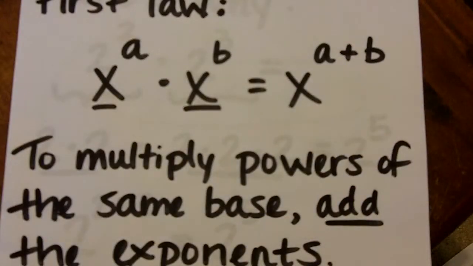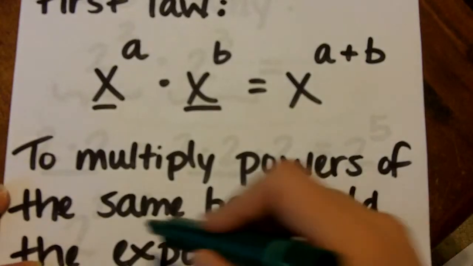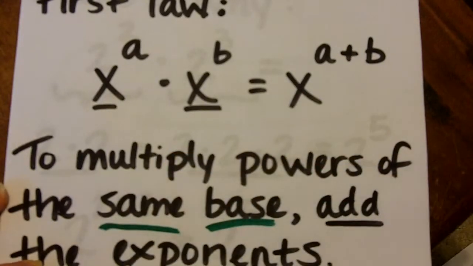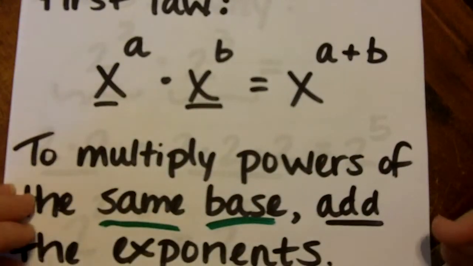Your first law is simply this: x to the a times x to the b equals x to the a plus b. And the law simply states that to multiply powers of the same base, okay, they have to be the same base, add the exponents. And I'll show you why.